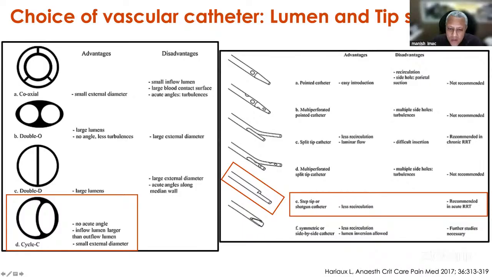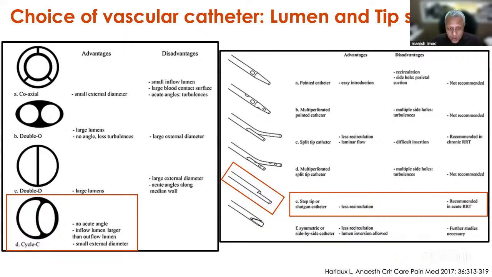But in reality, many times we don't have an option of an array of catheters in our unit. And sometimes we just have to make use of whatever catheter is available in our unit, and use it the best we can. But even when you are limited by these options, there are other things you can do to try and optimize the performance of these catheters, which is the next portion of the lecture.